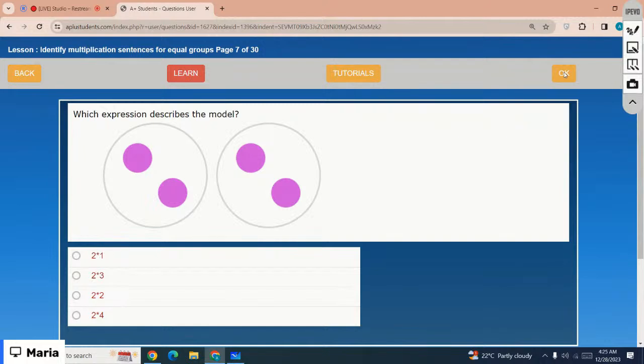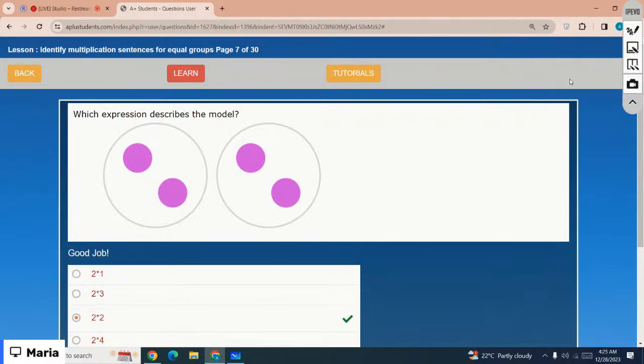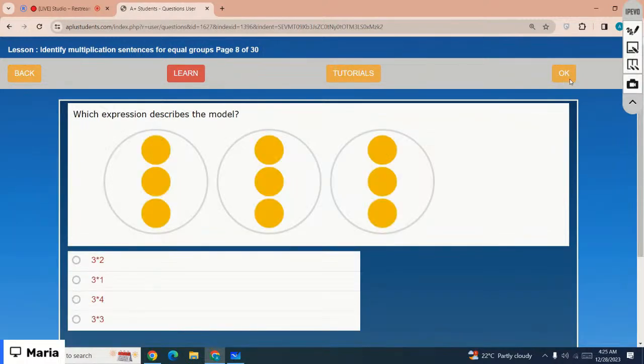Yes, that is 2 times 2, right? Because you have two groups and in each group you have two dots, so that would be 2 times 2. Got it? Very good. The next one is which expression describes the model? Which is the correct option?